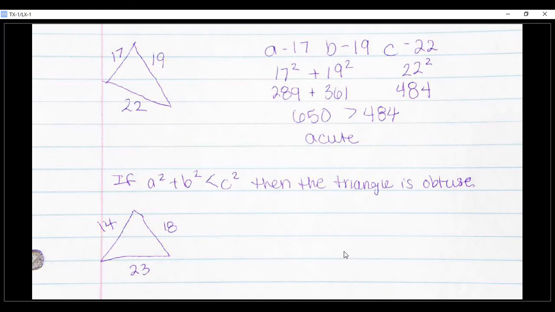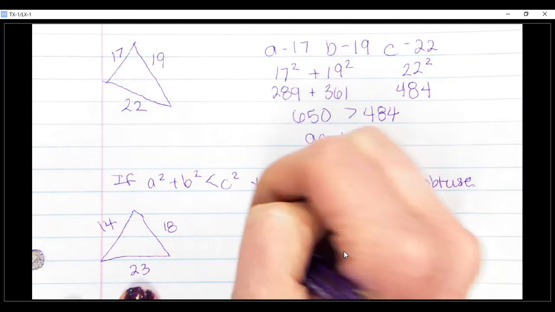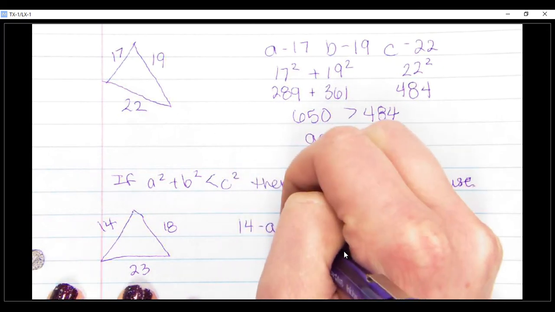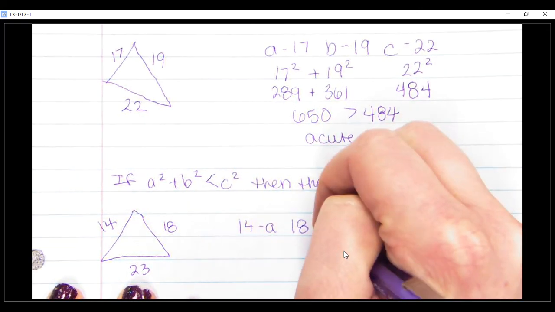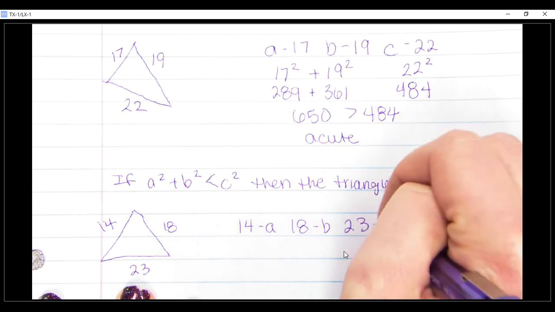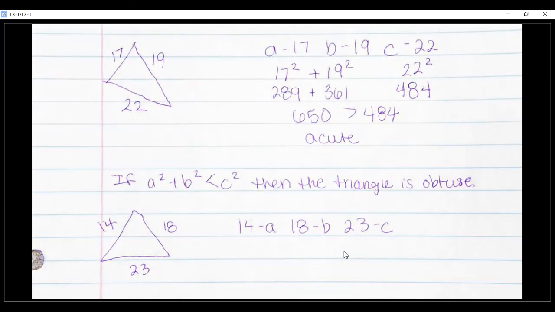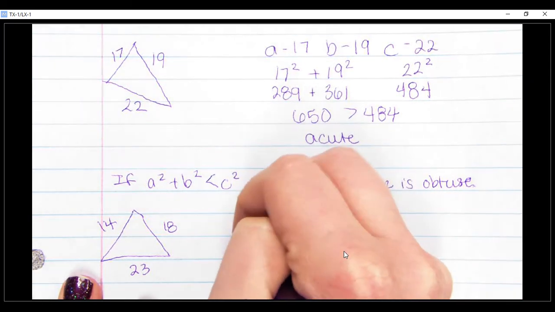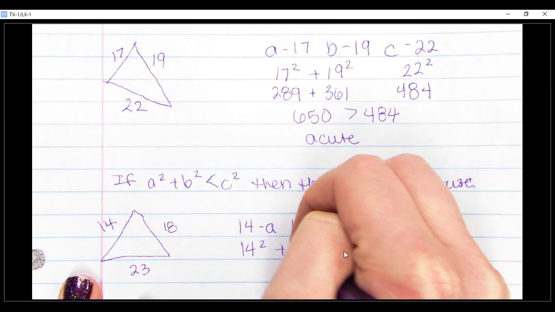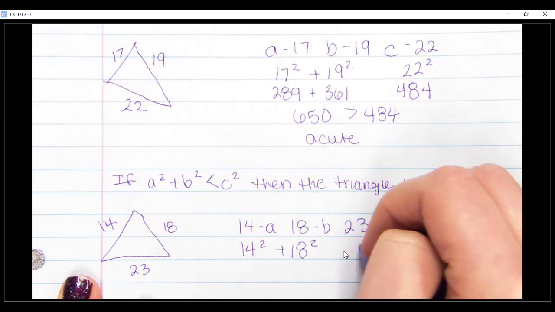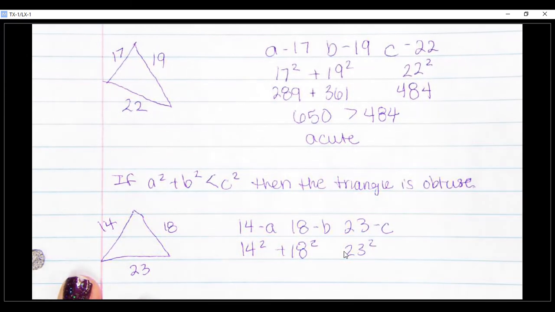And again, we're going to follow those same steps as we did before. We're going to label a, b, and c, with c being the largest side. So I have 14 as my a, 18 as my b, and 23 as my c. We're then going to plug it back into the equation as usual, and we're going to square them along with adding a and b after that. So we have 14 squared plus 18 squared, and that is in some relationship to 23 squared.